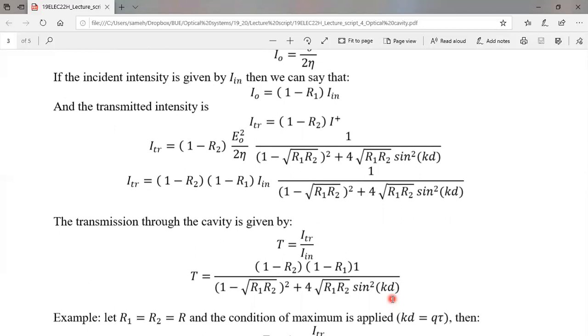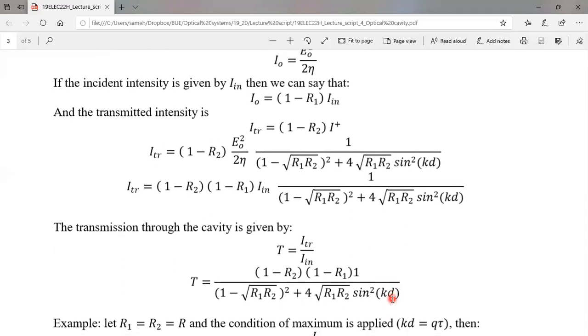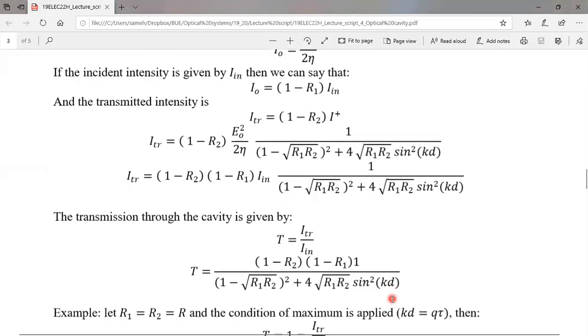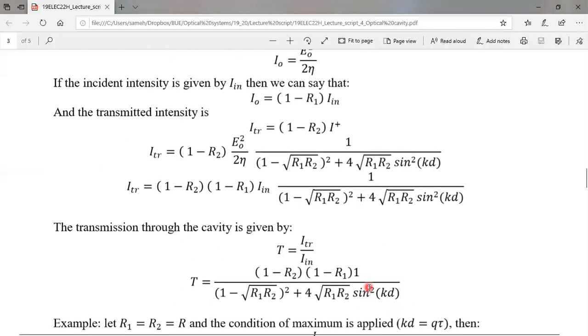And another very important issue. Now you are trying to maximize the transmission. That's true. So what should you do in this case to maximize the transmission? Let's see. What is the maximum transmission? Theoretically, the maximum transmission is equal to 1. All the light incident will be transmitted. No light will be reflected. So the maximum here is equal to 1.